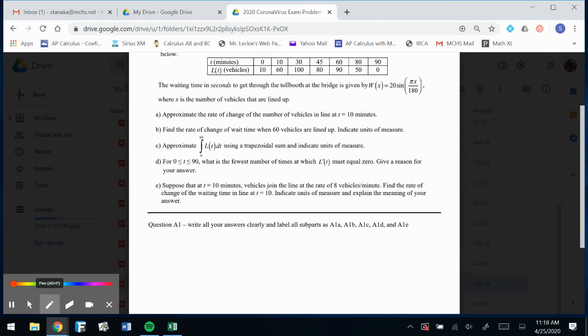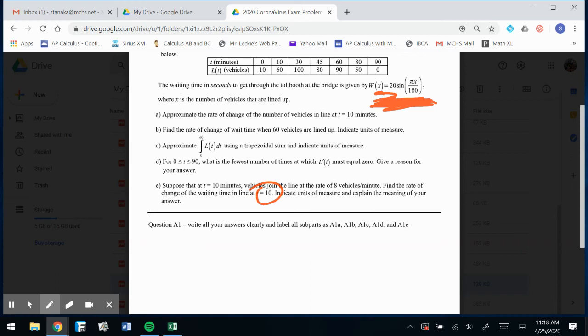But remember, it's very important to pay attention to all these things. What do you plug into your waiting time? You plug in vehicles, right? So you're not going to plug in a 10 there, but that's going to be important. It says, indicate units of measure and explain the meaning of your answer. Whoa. So we're going to be doing a lot of stuff here.